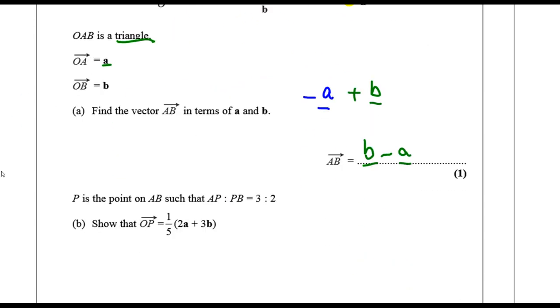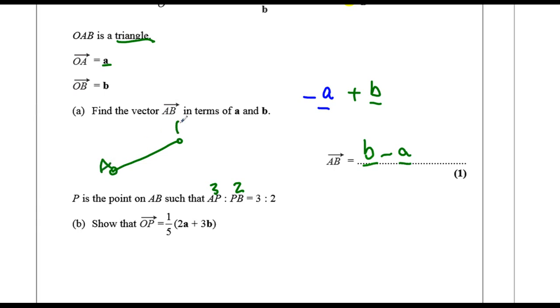Anyway, P is the point on AB such that the ratio of A to P and PB equals 3 to 2. Okay, so let's put a little 3 above AP and 2 above PB. Let's think about what this means. Let's not go to the diagram yet.